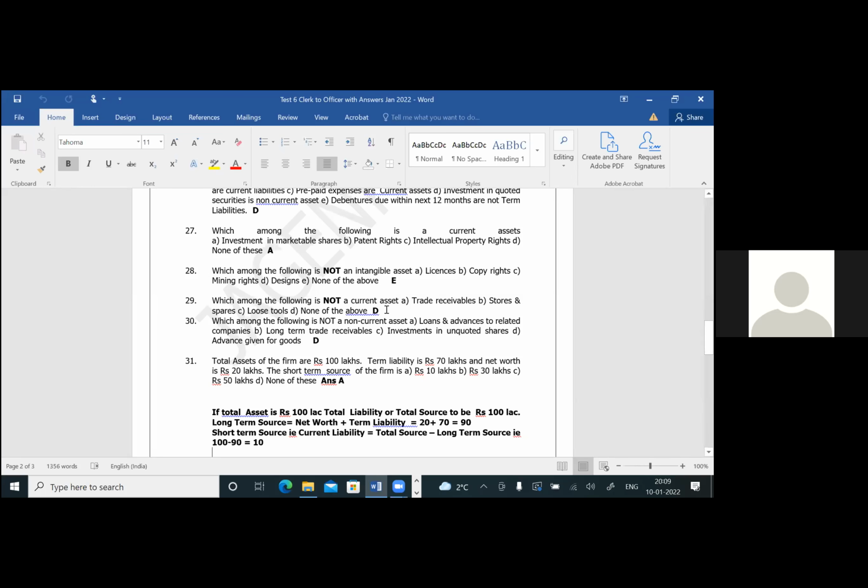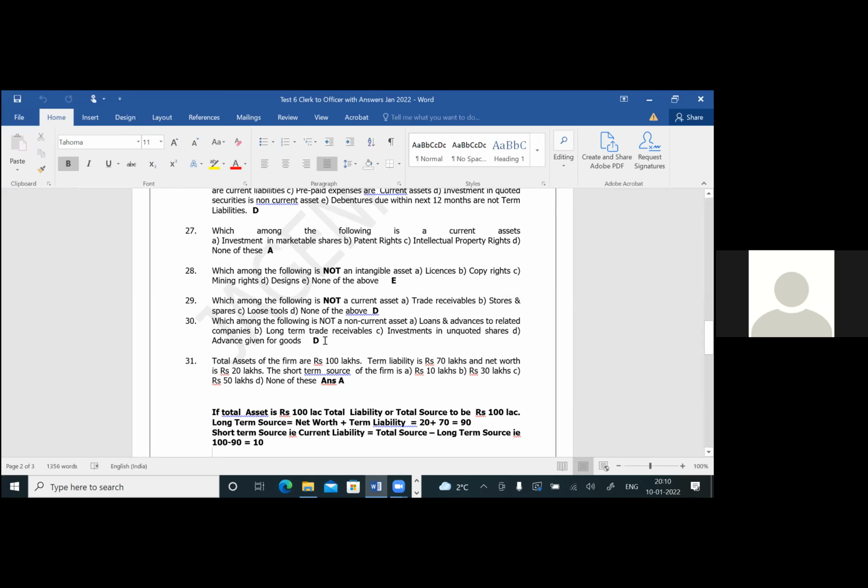Which among the following is not a current asset? Trade receivables is a current asset. Stores and spares, it is raw material, it is a current asset. Loose tools, it is raw material, a current asset. None of the above. So which is not a current asset? A, B, C, all are current assets. So the answer is none of the above, D.